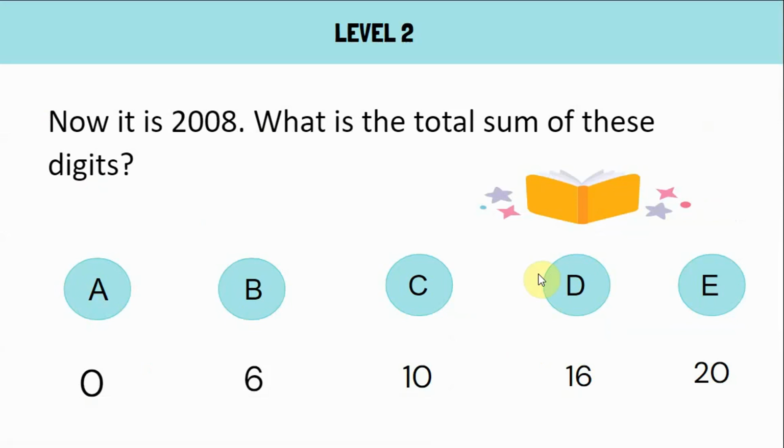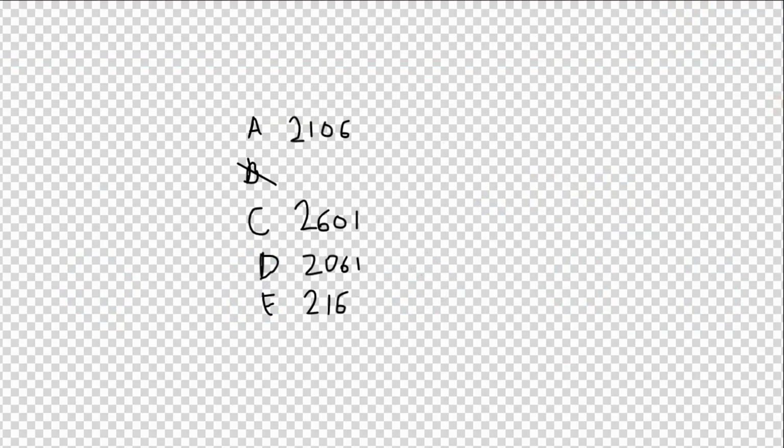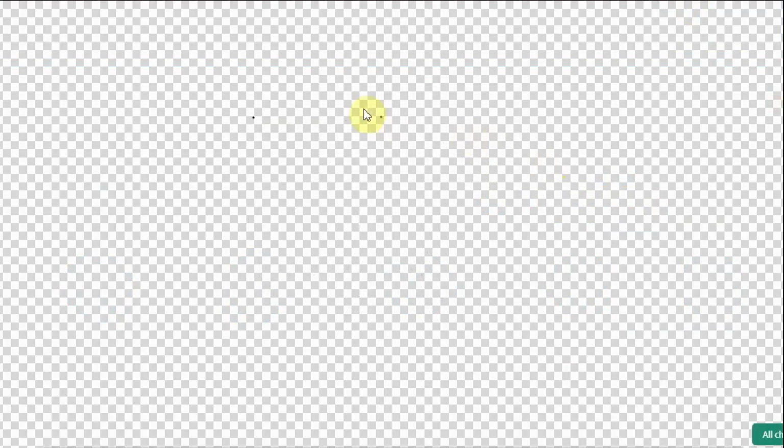Now it is 2008. What is the total sum of these digits? You can pause the video to get the answer. Now I'm going to solve this question. Well, this is a very easy question, right? You just need to add all the digits in 2008.